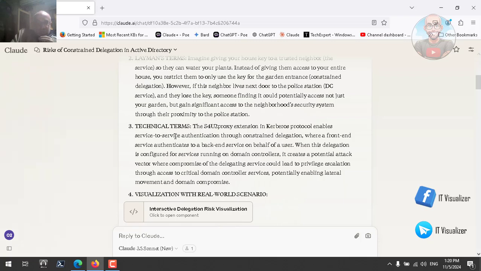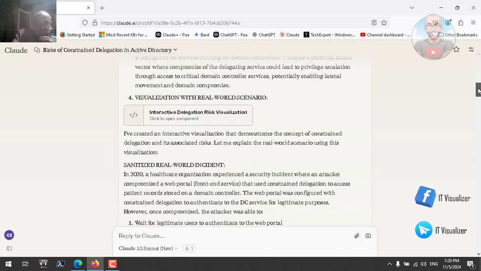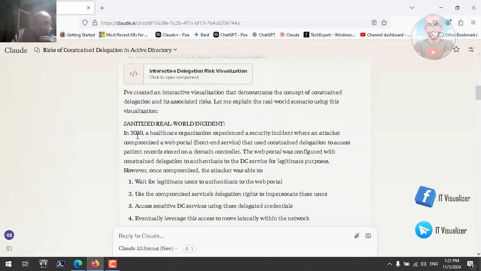The Kerberos protocol enables service-to-service authentication through constrained delegation, where a front-end service authenticates to a back-end service on behalf of a user. When this delegation is configured for services running on a domain controller, it creates a potential attack vector where compromise of the delegating service could lead to privilege escalation through access to critical domain controller services, potentially enabling lateral movement and domain compromise. If we go to a real-world scenario, here he's talking about in 2020, a healthcare organization experienced a security incident where an attacker compromised a web portal front-end service that used constrained delegation to access patient records stored on a domain controller.